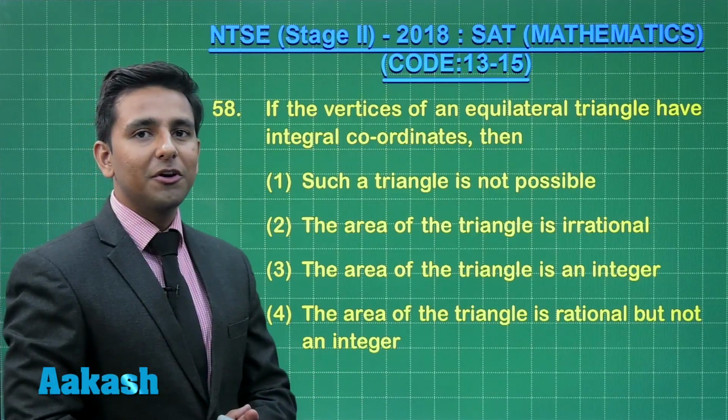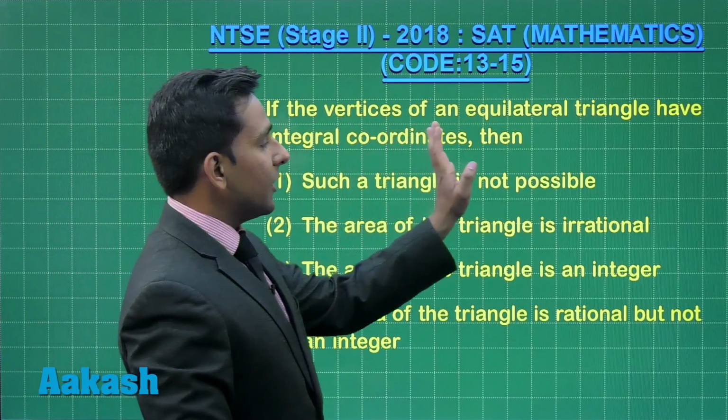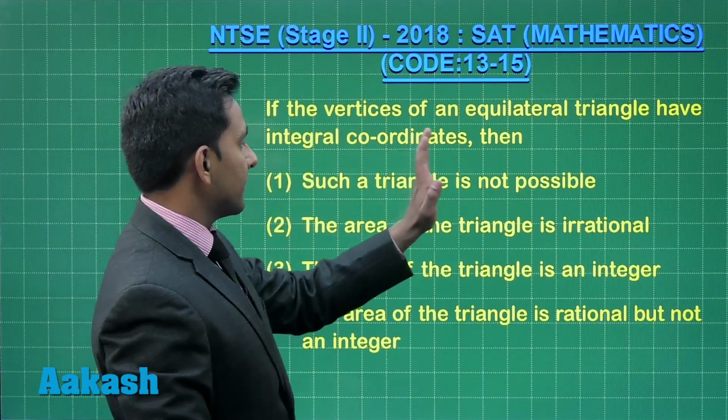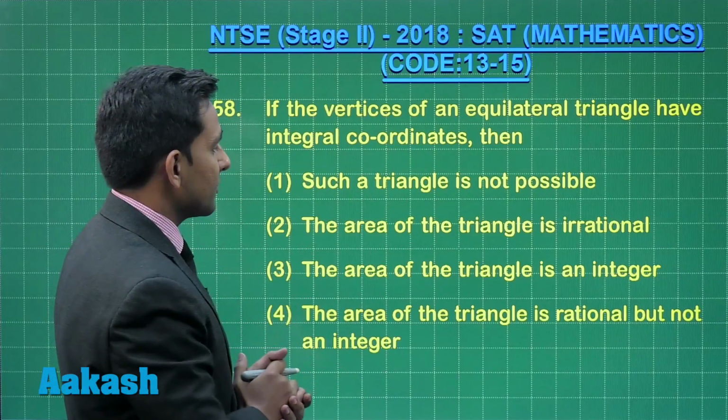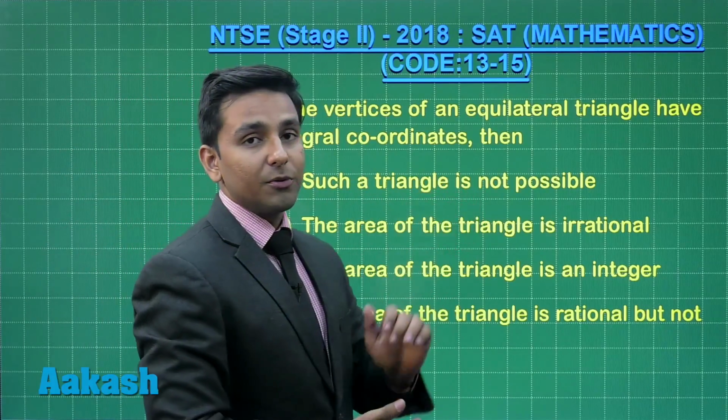Now let's take question number 58. If the vertices of an equilateral triangle have integral coordinates, then we have the different options. So let's check the options. Here we have such a triangle is not possible.